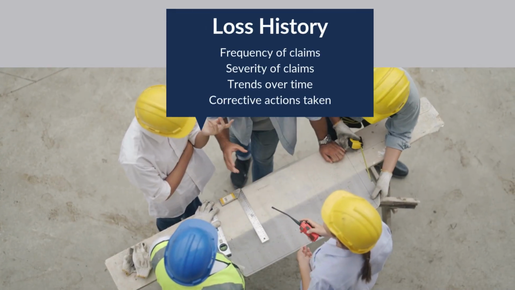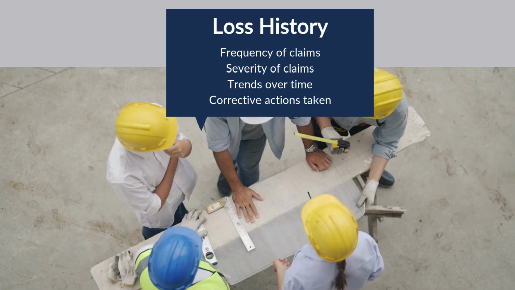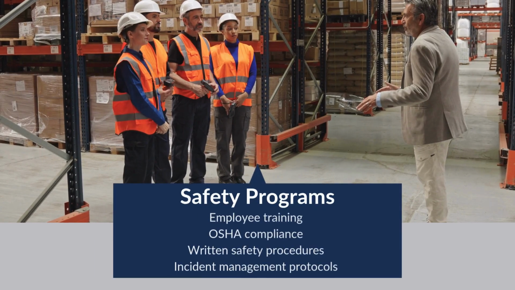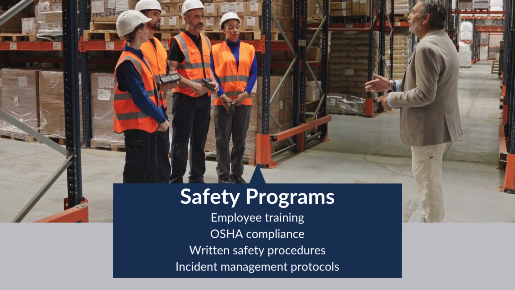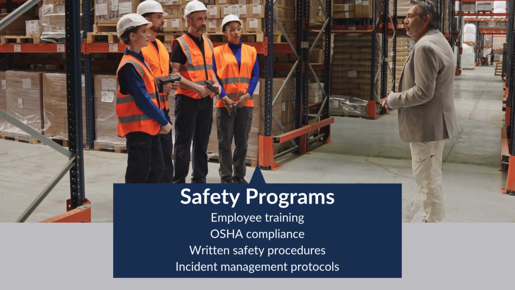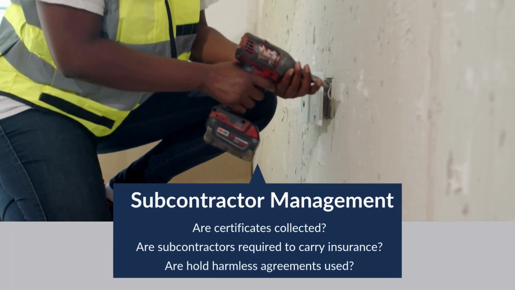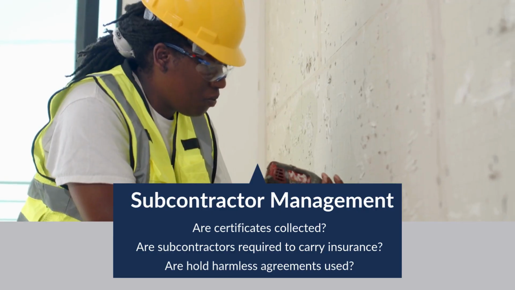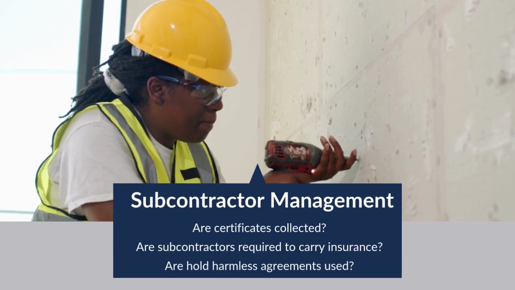Loss history. Underwriters review frequency of claims, severity of claims, trends over time, and corrective actions taken. Safety programs. Important considerations include employee training, OSHA compliance, written safety procedures, and incident management protocols. Subcontractor management. Questions often include: are certificates collected? Are subcontractors required to carry insurance? Are hold harmless agreements used?